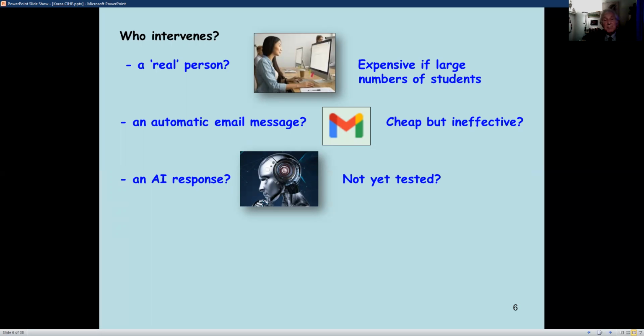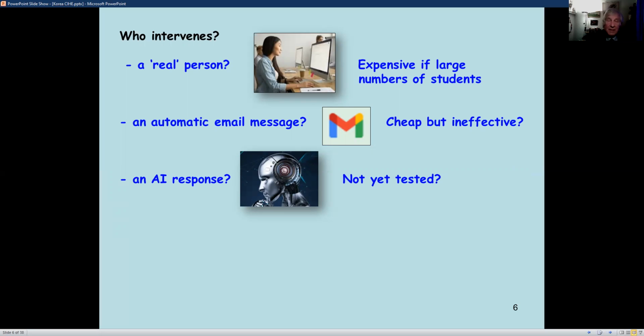Could the intervention be an automatic mail message? Well, that will be very inexpensive, but we don't know how effective it might be. How would you feel if you were a student just getting automatic emails? Maybe one day we'll be able to combine our interventions using artificial intelligence systems. Maybe that will be both effective and inexpensive. But I'm not aware of any such system that's available yet.